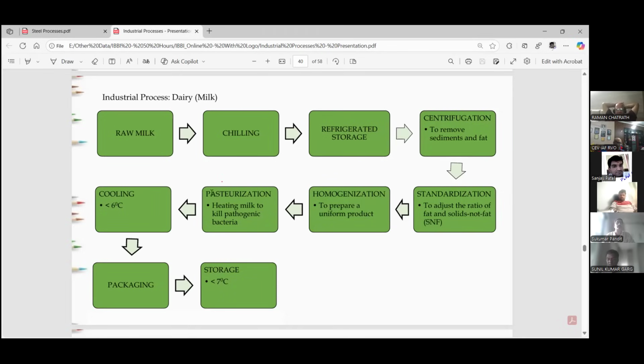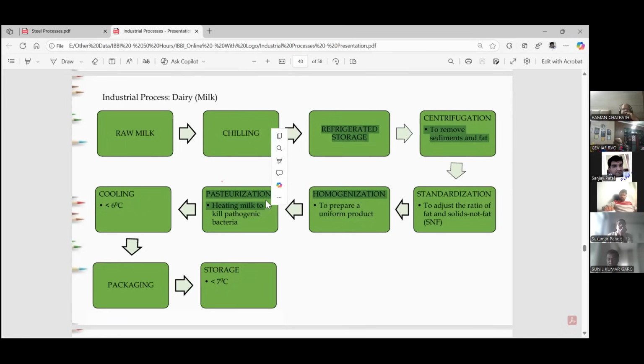Then it goes to the pasteurization process. Pasteurization is a cleaning process, meaning we are killing the microorganisms available in the milk, if there are any. In the pasteurization process, we heat the milk up to 90 degrees within 1 or 2 minutes. Due to the heat, some microorganisms are killed.